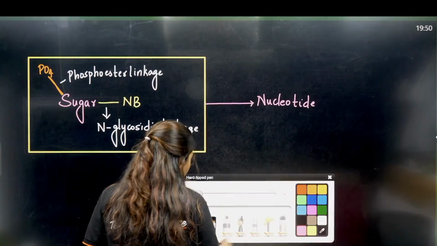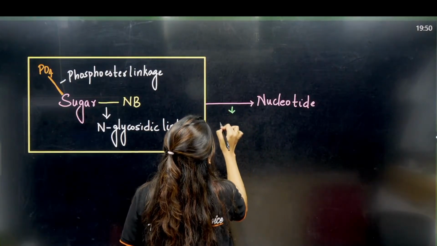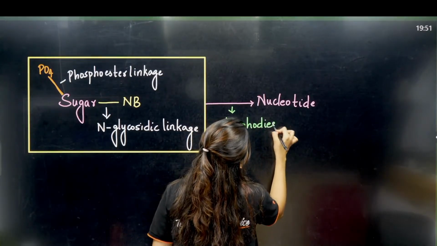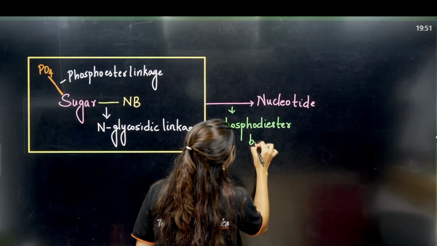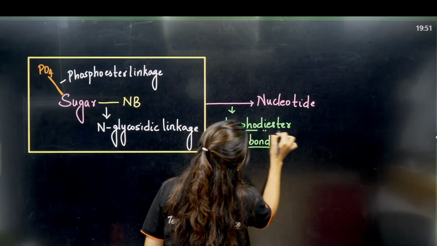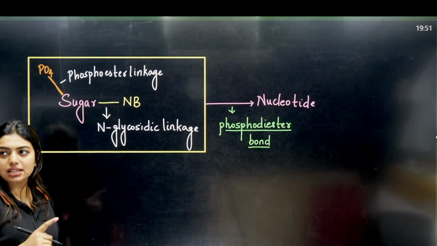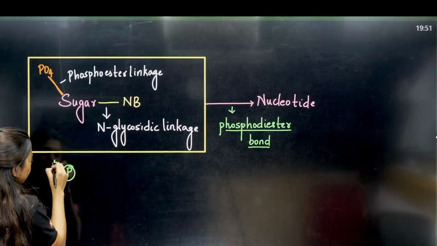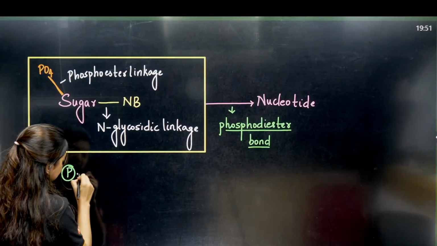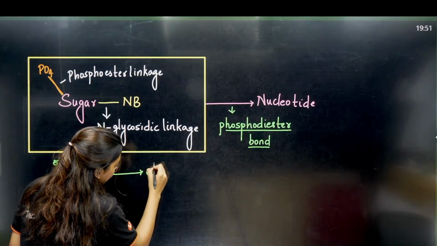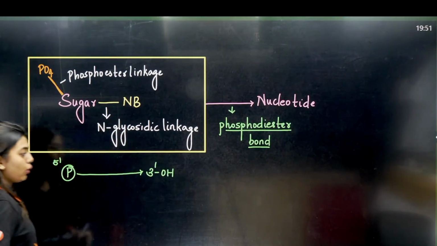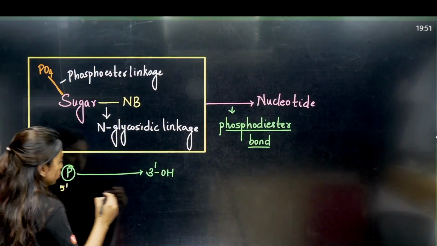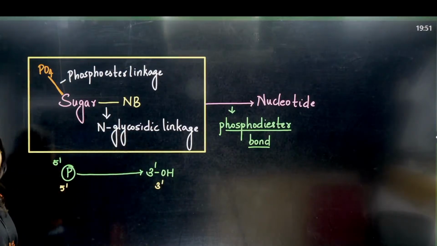That will lead to what bond? That will lead to a phosphodiester bond. Phosphodiester bond. Okay, remember this is clear. Now remember that on the 5th carbon, one phosphate will be free, 5 dash. And in the same DNA, at the 3 dash, there will be an OH free. So we will call this DNA strand 5 dash to 3 dash.